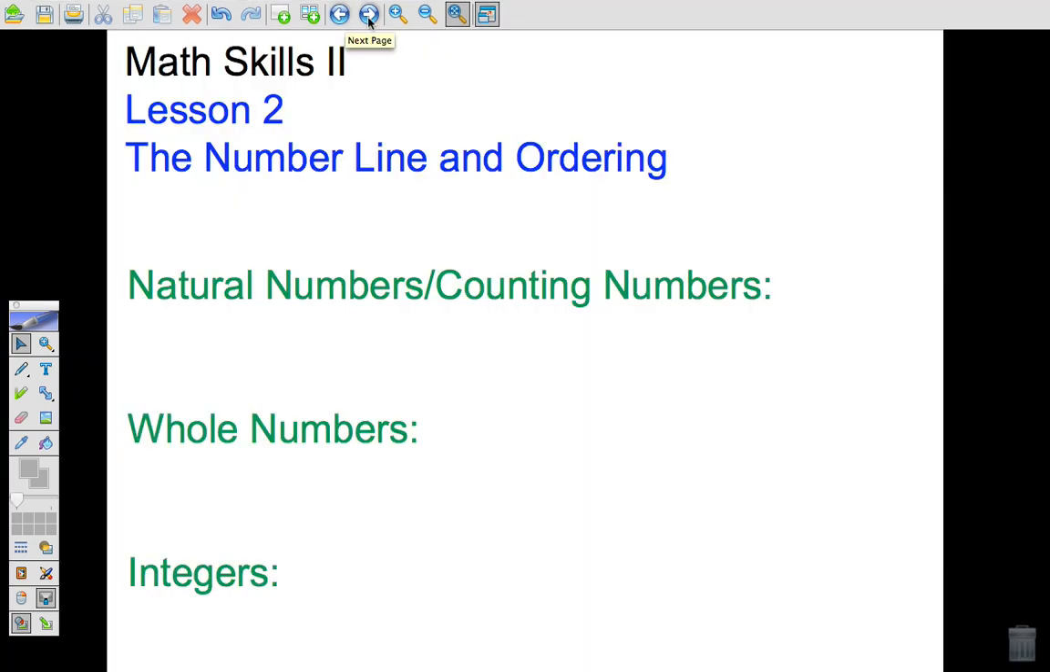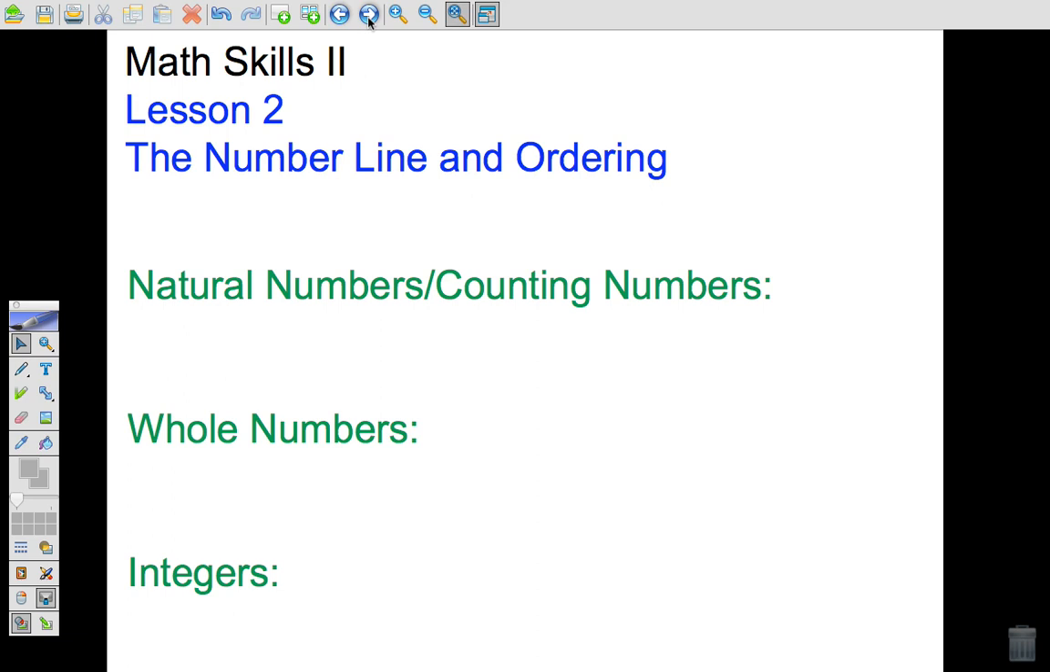Okay, we're going to start our first topic in Lesson 2. We've already completed Lesson 1, and our first topic in Lesson 2 is called the number line and ordering. And as always, as we're going through this lesson, make sure you pause or hit the rewind to make sure you get good notes on this lesson.